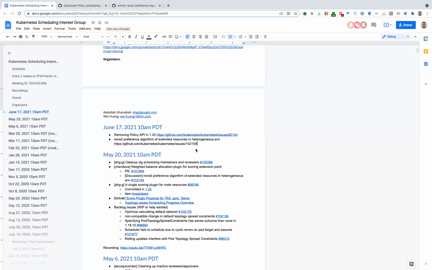But I guess at this point, the first step is to open an issue, and propose what you would like to have in the scheduler. We can take it from there. Does that answer the question?